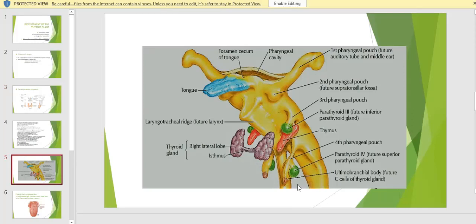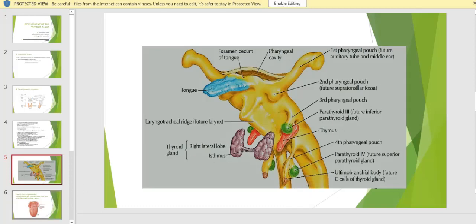Okay, the ultimobranchial body. So neural crest cells usually invade the caudal portion of the fourth pharyngeal pouch to form the ultimobranchial body. Then from there, they will migrate to and invade the developing thyroid gland to form the parafollicular cells or C cells. Remember, they produce calcitonin.